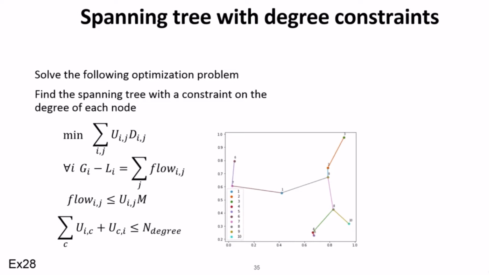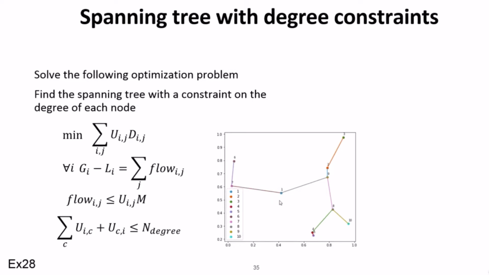If you look at this graph, which is a tree, we can easily calculate the degree of each node. For example, the degree of node 6 is 1 because it has only one edge connected to it. The degree of node 1 is 2, it has 2 edges connected to this node. And the degree of node 9 is 3, and so on. Maybe in some cases we want to limit the degree of each node.